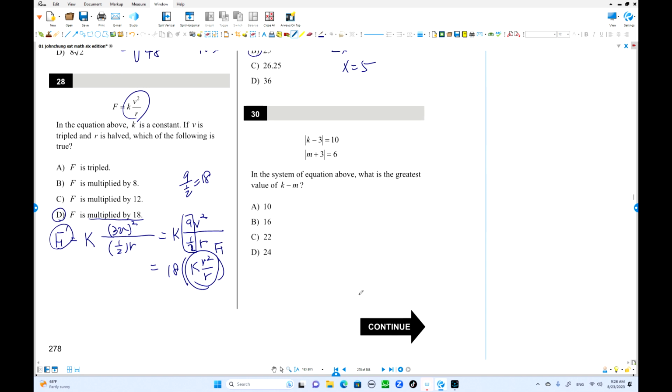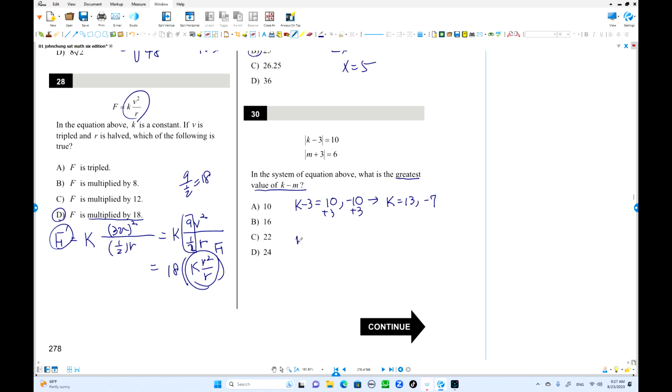Okay, number 30. What is the greatest possible value of k minus m? We have to find the values of k and m. The first one: k minus 3 is inside the absolute value, so it can be positive 10 or negative 10. Add 3 to both sides. You get 13 and negative 7. You have two numbers.